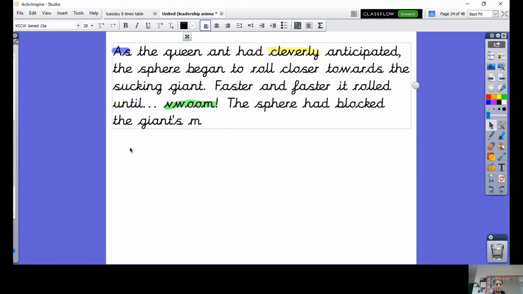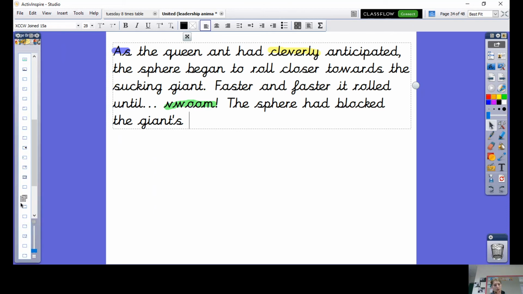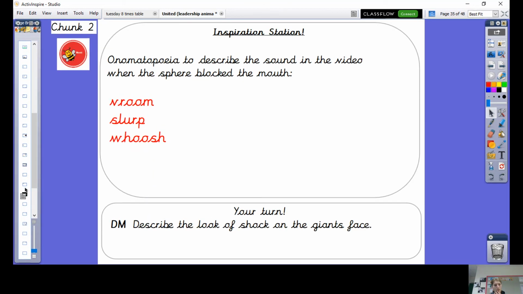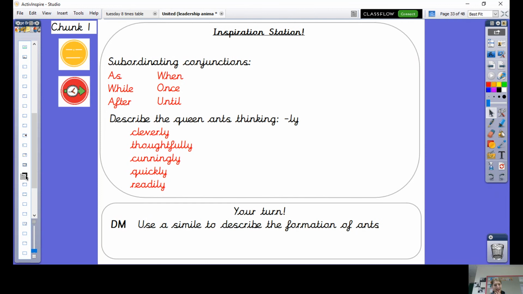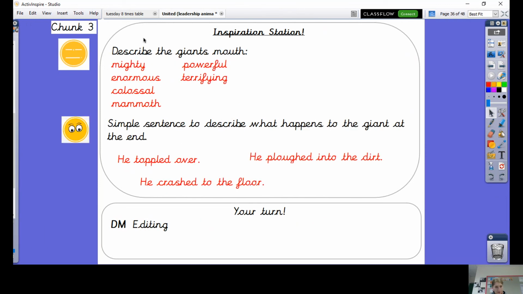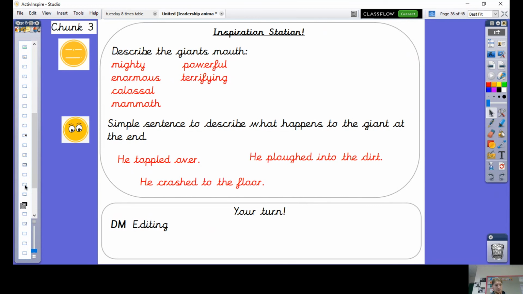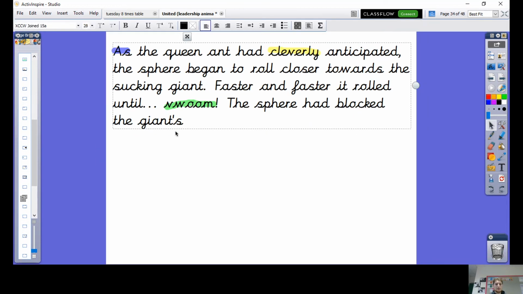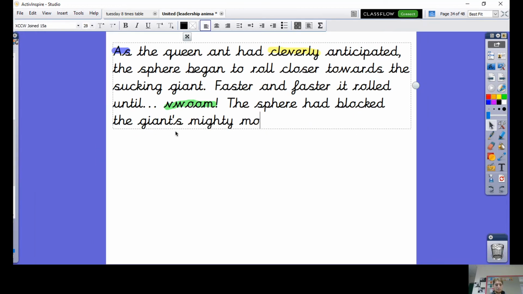Ooh. Before we put mouth, let's include a word to describe his mouth. I'm going to have a look back quickly. Oh, wrong bit. Can't find it now. There we go. Words to describe the giant's mouth. I'm going to go with the top one actually. I'm going to go with mighty. The giant's mighty mouth.